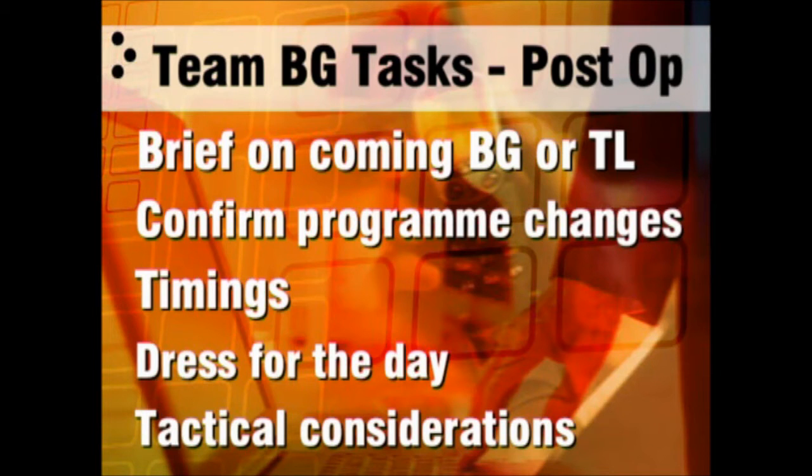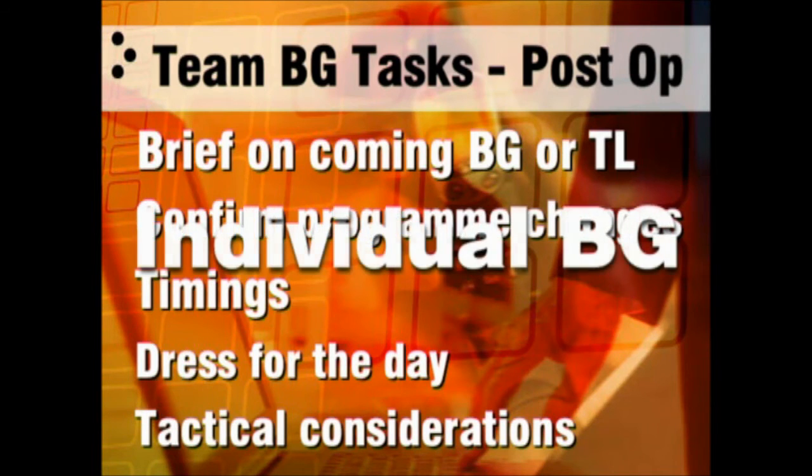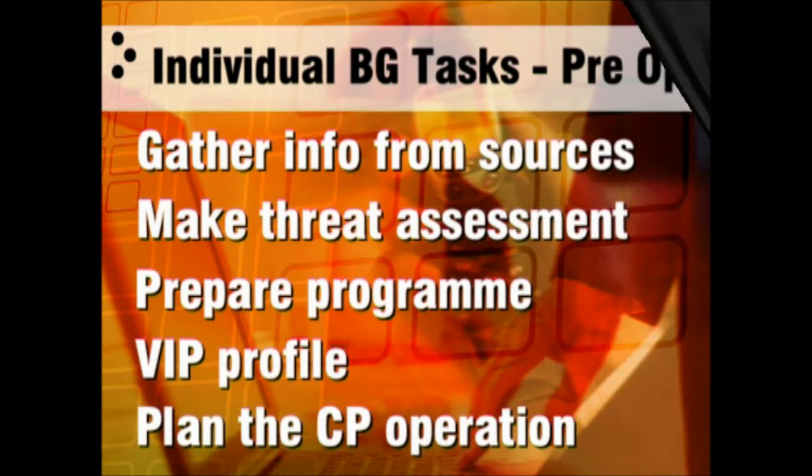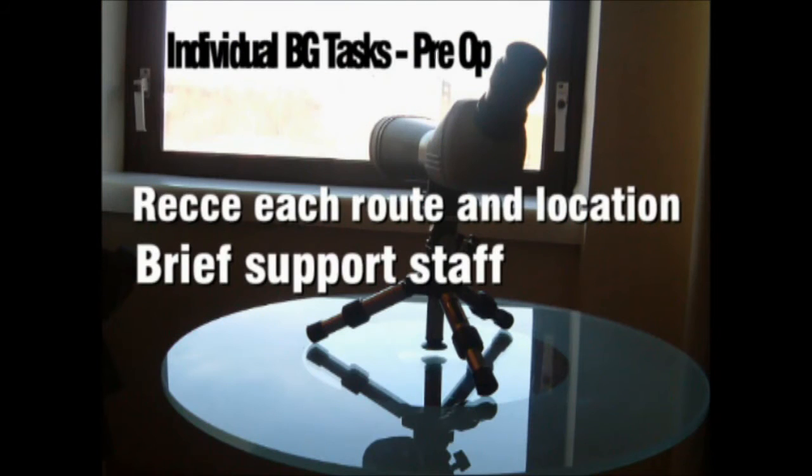As an individual bodyguard, there's a lot more to think about and organise, as support from other team members does not exist. It's important to gather information from other sources and make an accurate threat assessment. Prepare a program as best you can and produce a profile on the VIP you will be assigned to protect. Plan as much in advance as possible, recce routes, and brief any staff you will be working with on what to expect.